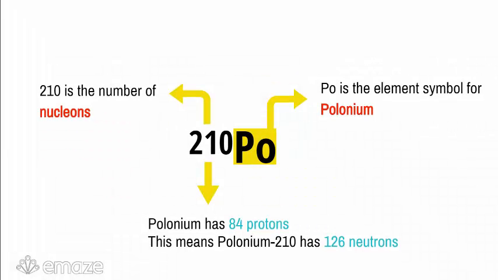So what exactly does 210Po really mean? Well, Po is the element symbol for polonium, and 210 is the number of nucleons. But what are nucleons? Well, nucleons are the particles which make up the nucleus, in this case neutrons and protons. Polonium-210 has 84 protons, and by doing simple math we can find out that polonium-210 has 126 neutrons.